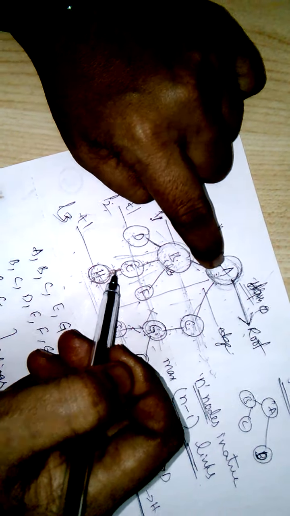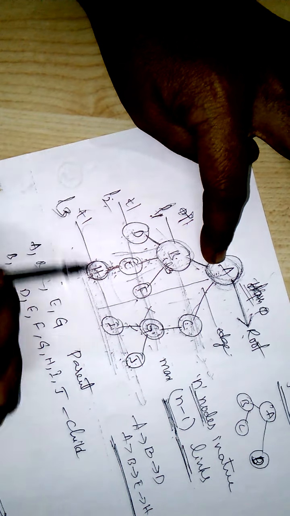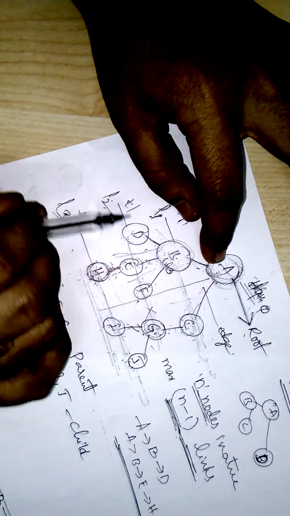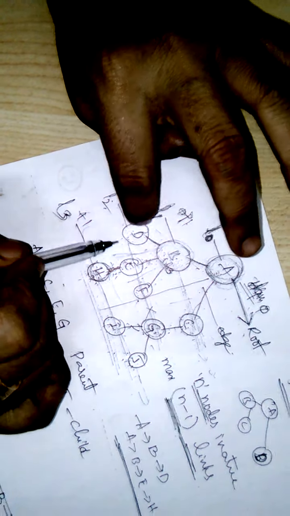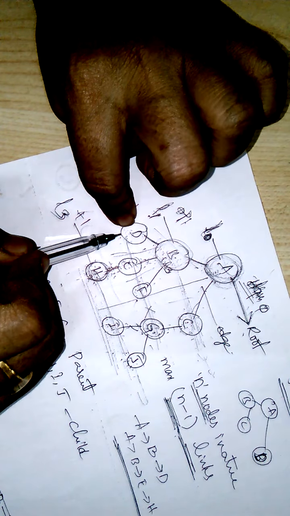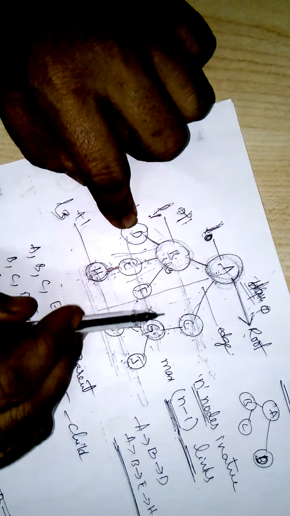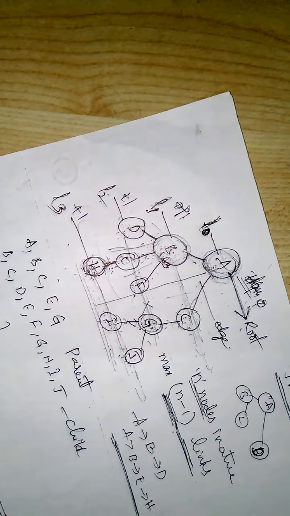What is the height of A? This is the third level. So from here 1, 2, 3. What is the height of leaf nodes here? D is a leaf, 0, 0, 0. So the height of leaves is always 0.